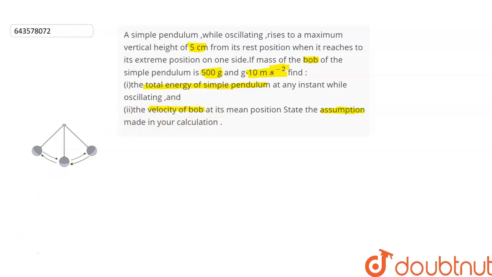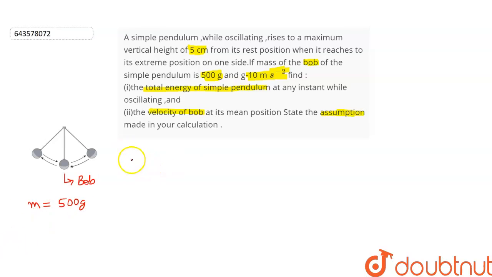Let's start. This is a simple pendulum and this is the bob of the pendulum. The mass of the bob m is given to us as 500 gram. The assumption which we have to make in this question is that there is no energy loss due to friction.